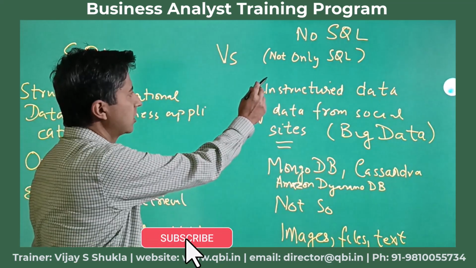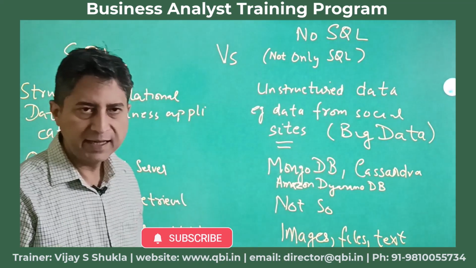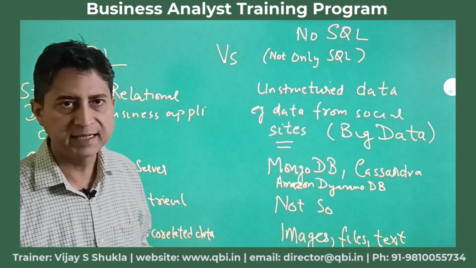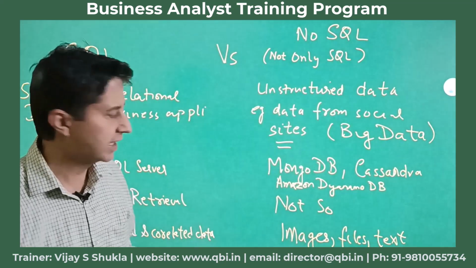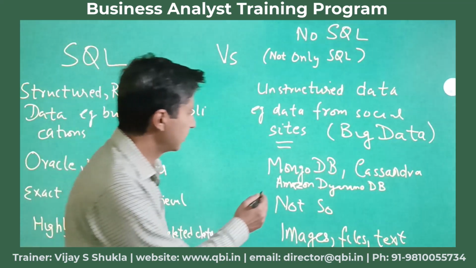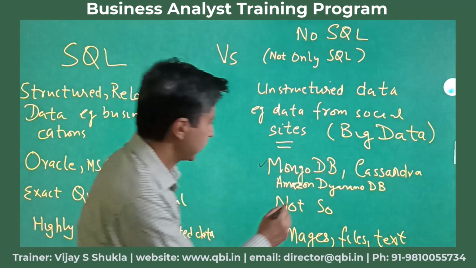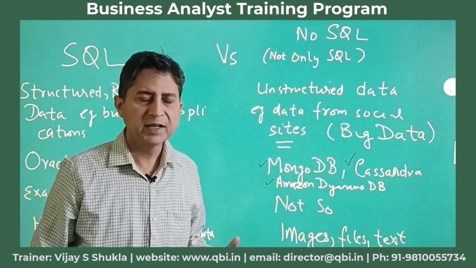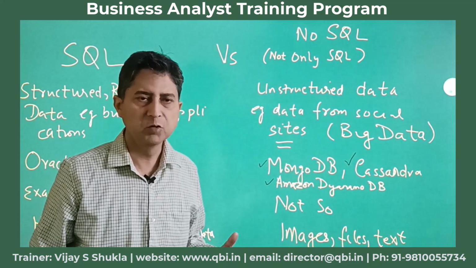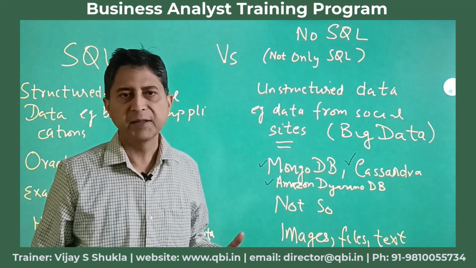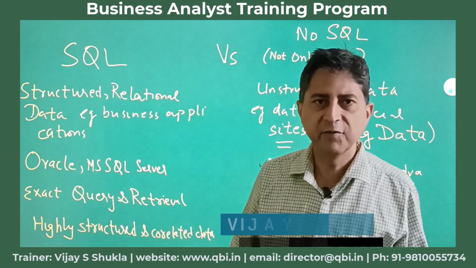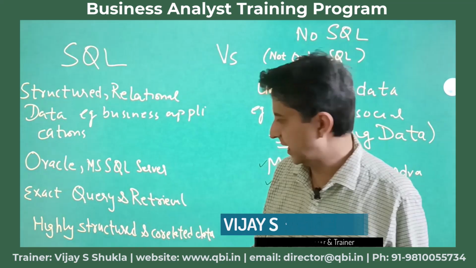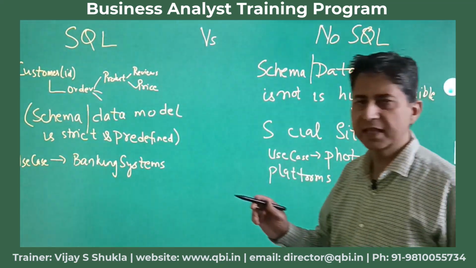NoSQL. NoSQL is not only SQL. It is utilized for unstructured data, where the data schema or data model cannot be identified upfront and which is dynamic. Not only SQL databases or database systems are MongoDB, Cassandra, Amazon DynamoDB, etc. A typical example where NoSQL databases are used is social sites. There is a high volume of unstructured data in the form of images, files, and text. Understand the difference here.